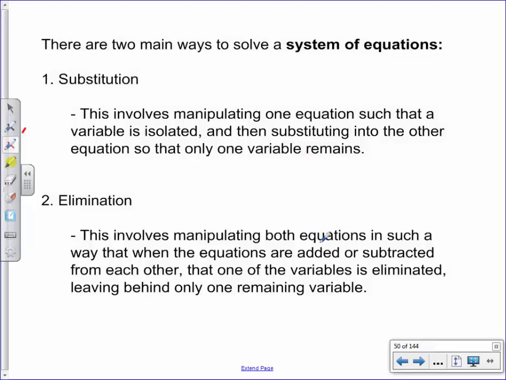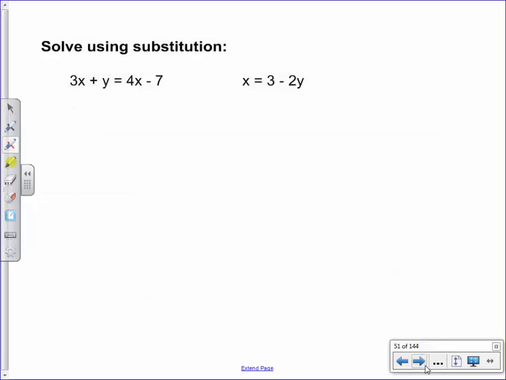Okay, well, elimination, I'll show you guys how to do that one in a second in case you've forgotten, but elimination involves manipulating both equations so that you can either add or subtract from each other, and you try to eliminate a variable. So, let's do some more examples here.